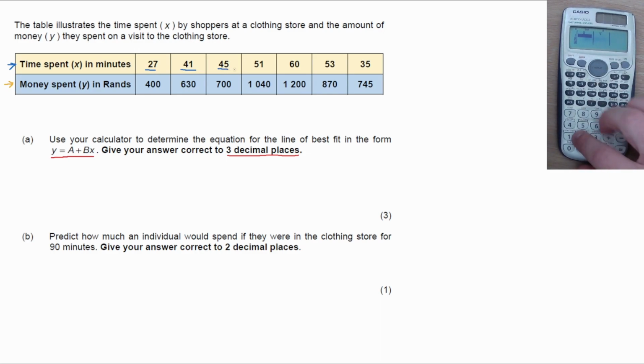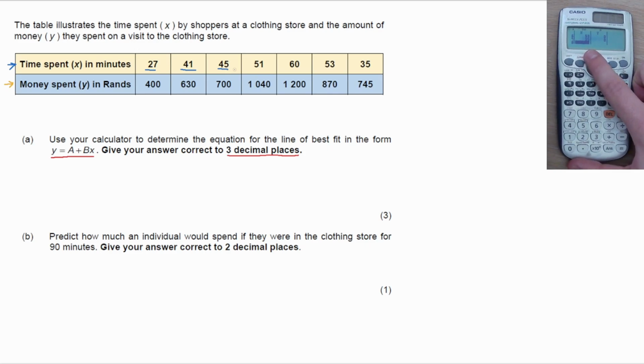For x, we're going to put 27 as our first entry, 41 for our second, 45 for our third, 51, 60, 53, and 35. On the calculator we have 7 entries, so there should be 7 total entries. If we check over here, we have 1, 2, 3, 4, 5, 6, 7. So we haven't missed anything.